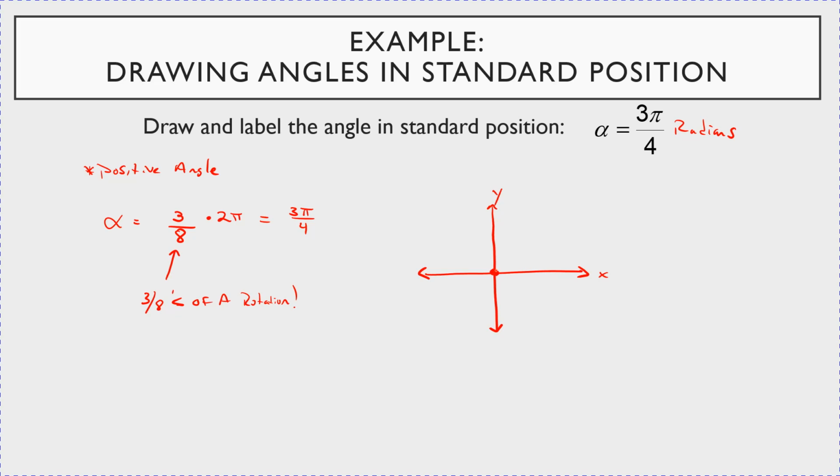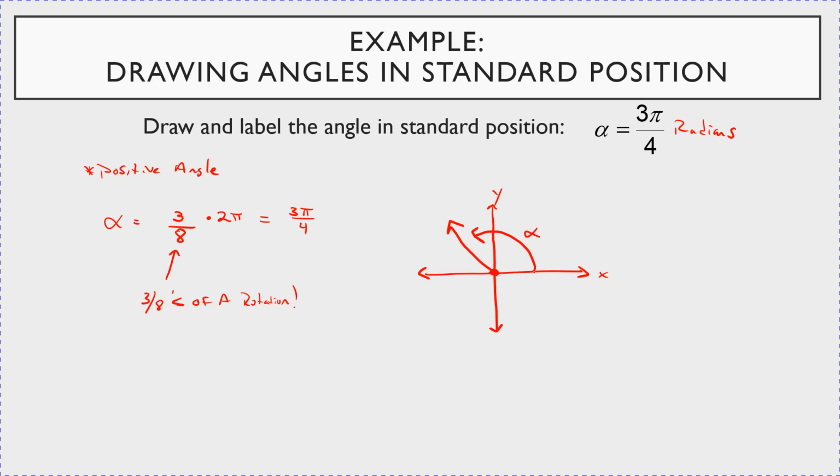What is 3/8 of a rotation? Well, think about it like this. A full rotation would be the same thing as 8/8. So this would be 2/8, this would be 4/8. So 3/8 would have to be right here. So this is my angle alpha right there.